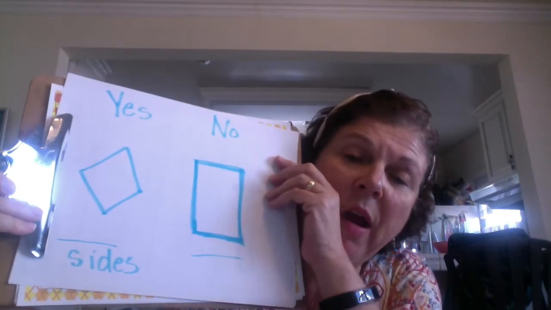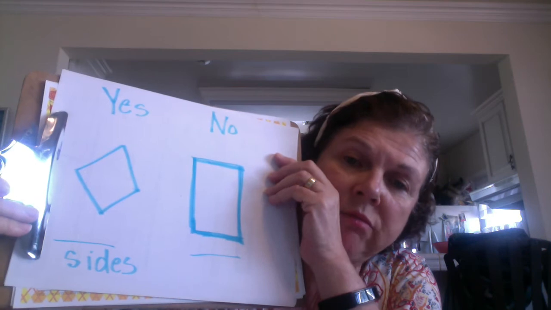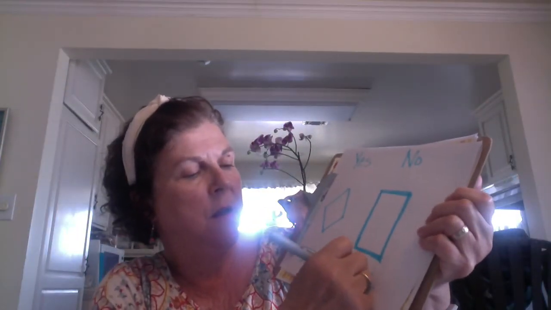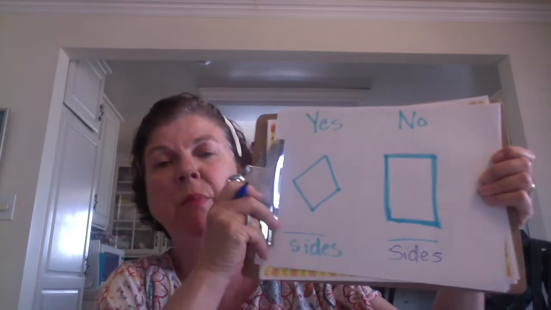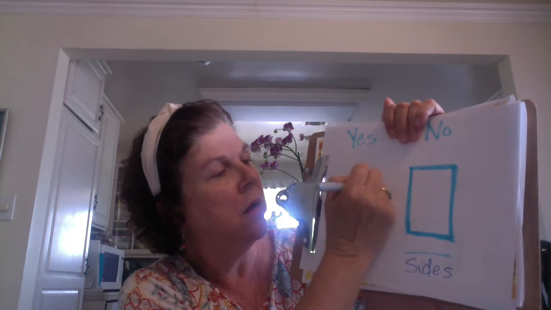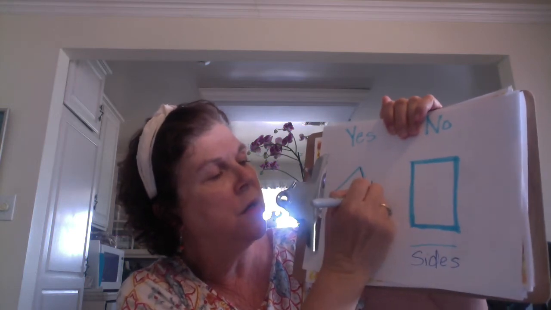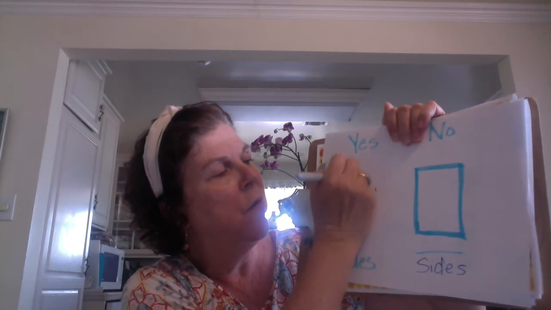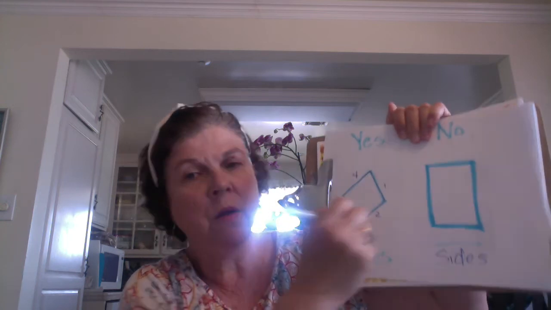Okay, here's 2 shapes. You might say that's a diamond, or it looks like a square that's just been turned sideways. This time we're looking at the sides. Do they have the same number of sides? Let's count. Let's see, this is 1, 2, 3, 4. I'm going to put a 4.